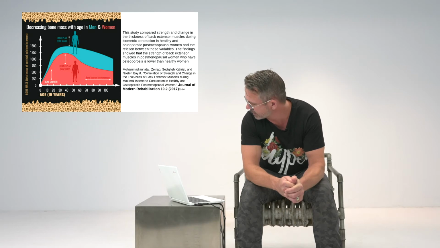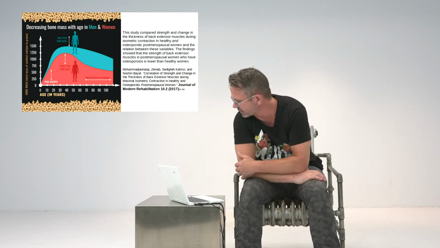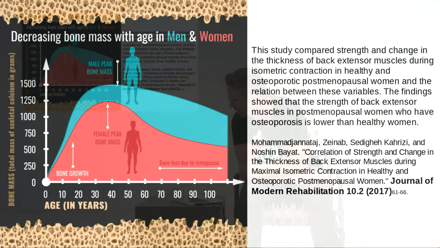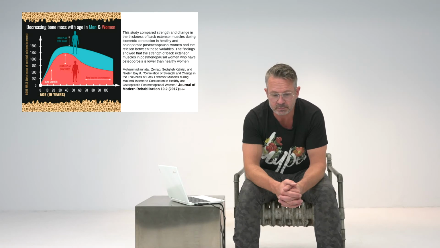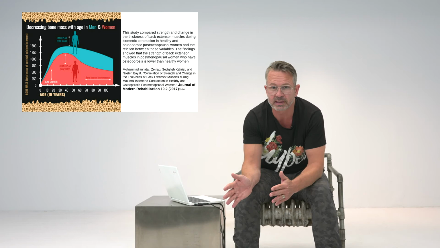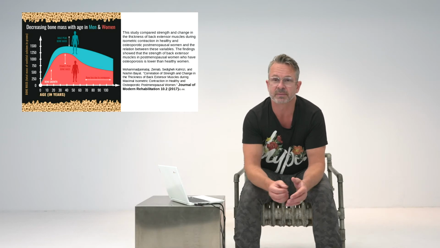But here's a study that was put out by the Journal of Modern Rehabilitation. I'm just basically reading you the conclusion. This study compared strength and change in the thickness of the back extensor muscles during isometric contraction in healthy and osteoporotic postmenopausal women, and the relationship between these variables. The findings showed that isometric strength of the back extensors in postmenopausal women who have osteoporosis is lower than healthy women. So there's a direct correlation of what I'm talking about. Poor isometric strength is related to osteoporosis.